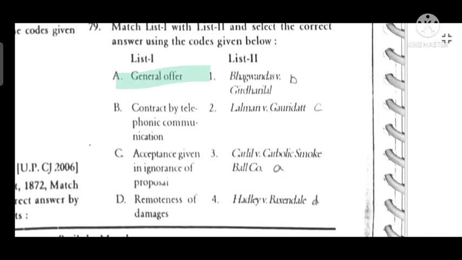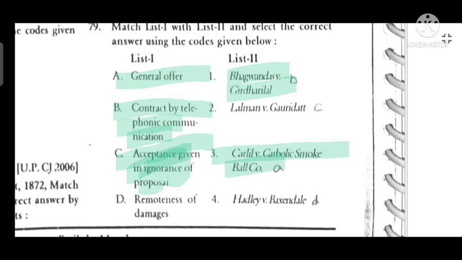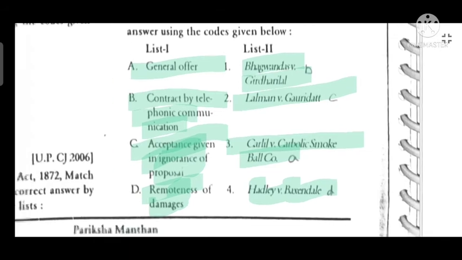General offer: Carlill versus Carbolic Smoke Ball Company. Contract by telephonic communication: Bhagwan Das versus Girdhari Lal. Acceptance given in ignorance of proposal: Lalman Shukla versus Gauri Dutt. Remoteness of damage: Hadley versus Baxendale.